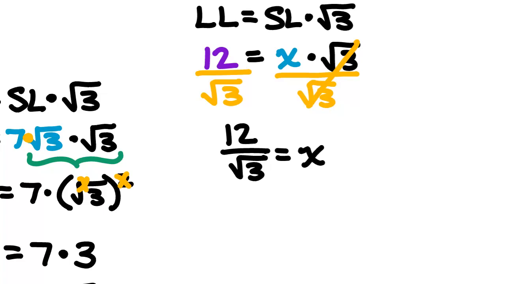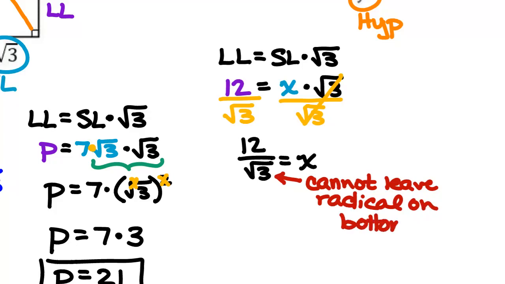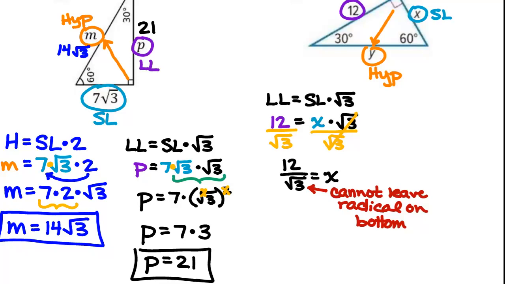Do I have a radical in my numerator? No. Put that away, please. Can I leave a radical in my denominator? Nope. We cannot leave a radical on bottom. Does anybody remember what we call it when we get rid of this radical in the denominator? Started with an R. Close. Very close. It's rationalizing.